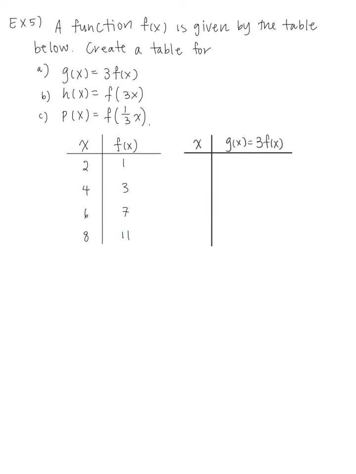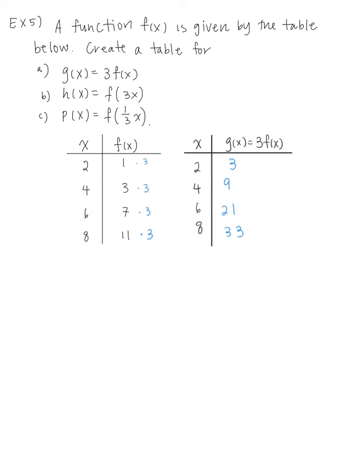So here, your x value stays the same, 2, 4, 6, 8. And then what you need to do here is you just multiply by 3. So you're going to multiply by 3, multiply by 3. And then our new value for g of x is going to be 3, and then 9, 21, and then 33. Now let's go with part B.